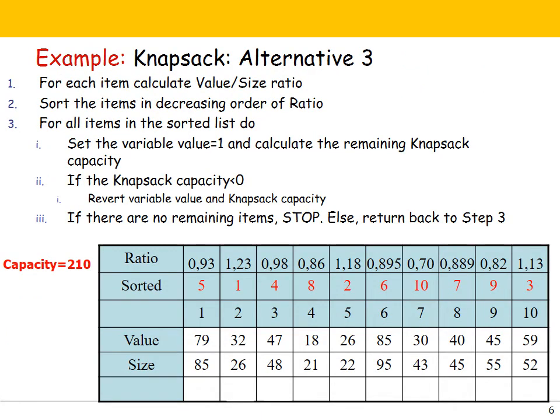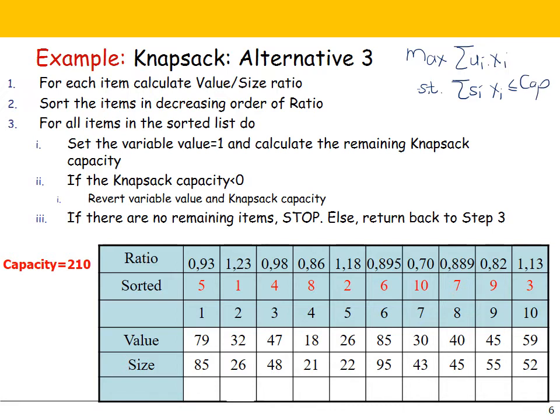Okay, now let's have a look at a third alternative for the same problem. Let me rewrite the model here. We want to maximize the sum of ui times xi, subject to not exceeding the capacity.